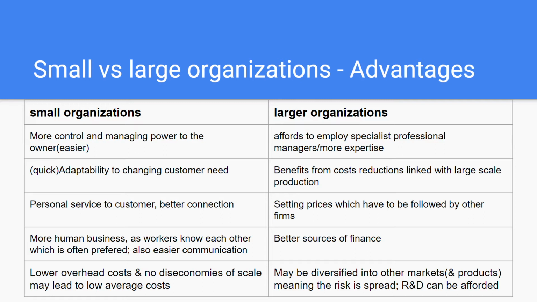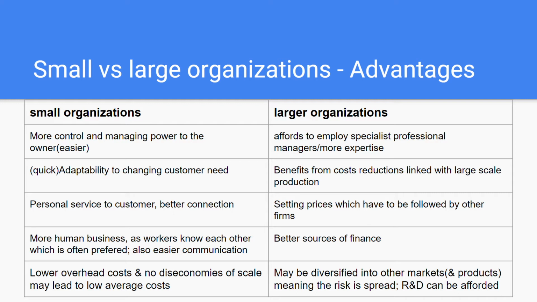The last one would be that there might be lower overhead costs and no diseconomies of scale, which may in turn lead to low average costs because they do not have these big machinery that always have to operate or always need big electricity. They don't have huge rent, and obviously they don't have diseconomies of scale because they're small.